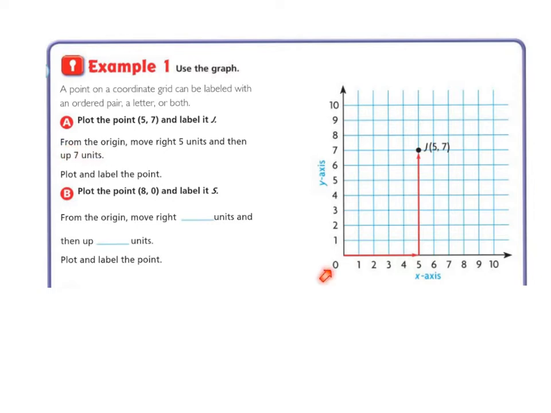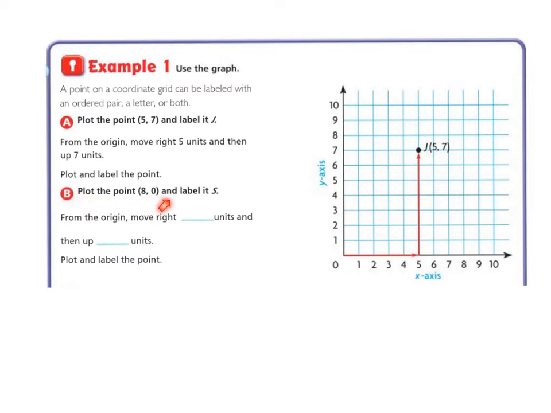So from the origin, which is 0, you're going to move 5 units to the right. So over 5 units, which they did. And then it says up 7 units. So then I'm going to go up, and it looks like they did 7 units. So plot the labeled points, okay? So there it is. They did J.